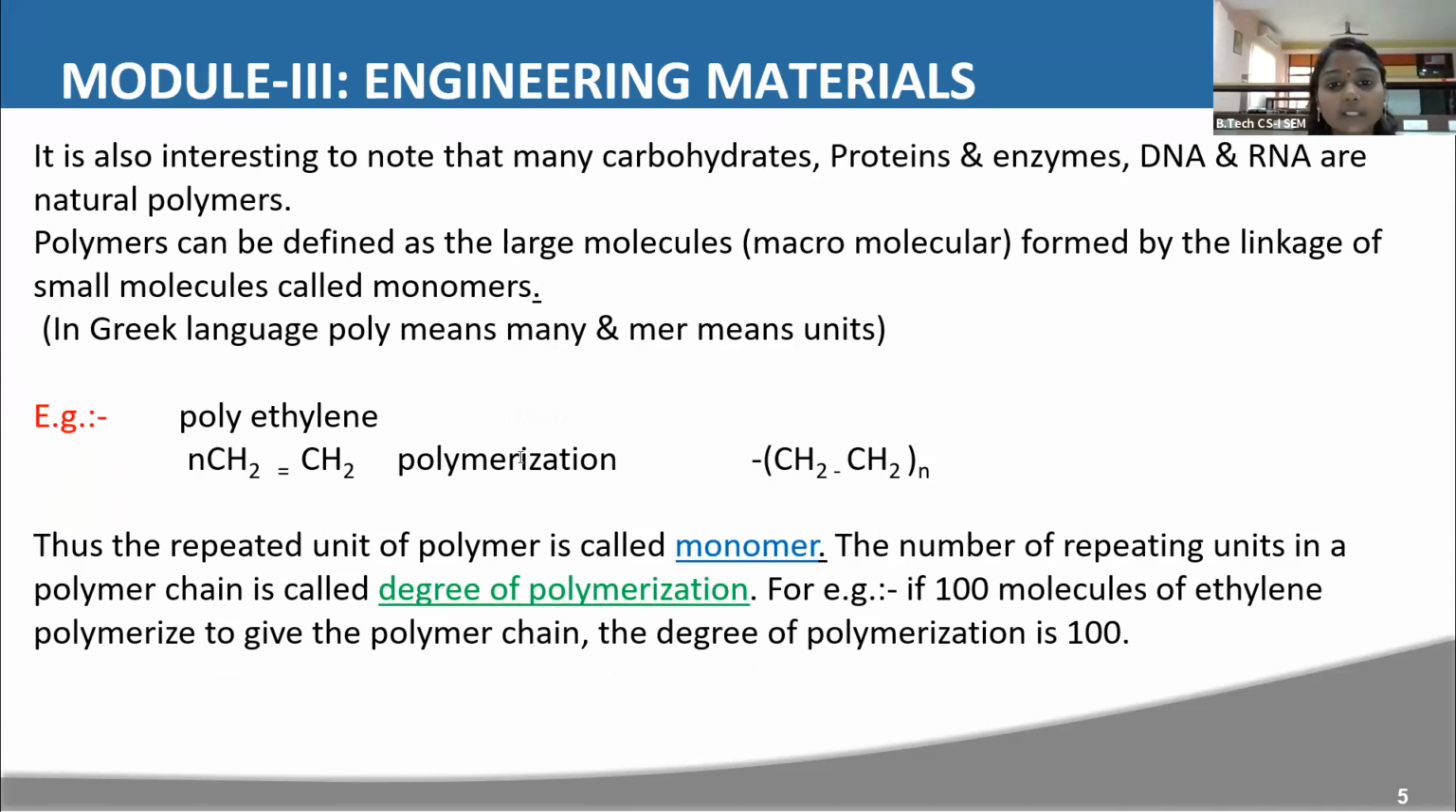So this is polymerization. After polymerization we get the polymer, with a number of ethylene groups present. The repeated unit of a polymer is called a monomer. The number of repeating units in a polymer chain is called the degree of polymerization. For example, if 100 molecules of ethylene polymerize to give a polymer chain, the degree of polymerization is 100.